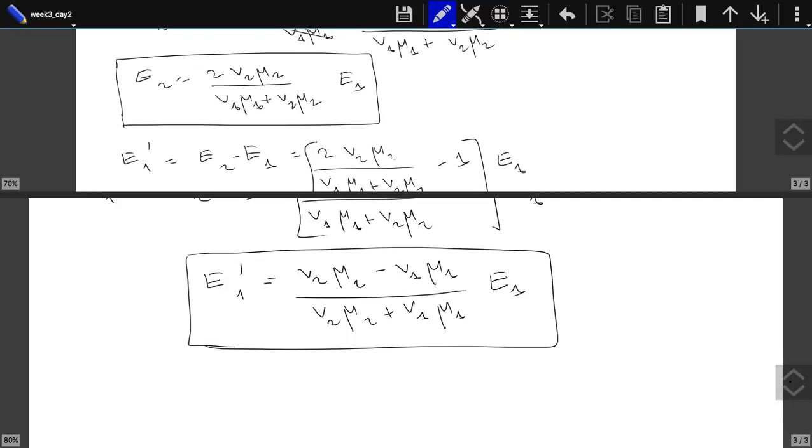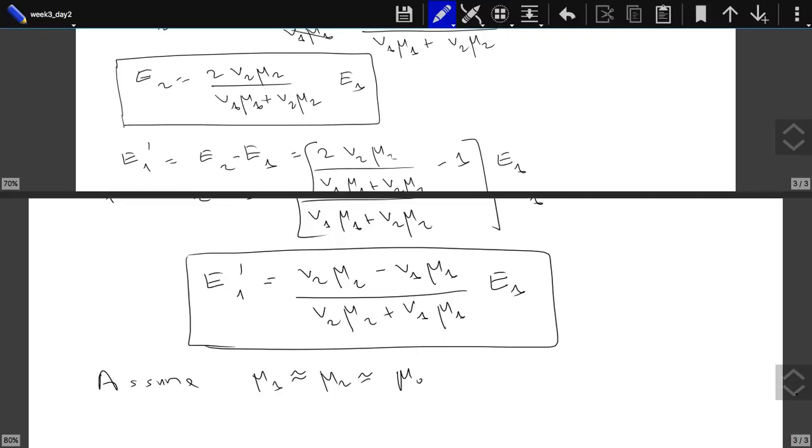Now, for most materials, mu is almost mu zero. As I said, the deviation of mu from mu zero is typically of the order of 10 to the power minus 4. So for most materials, we can make the assumption that mu1 is approximately equal to mu2, which is approximately equal to mu zero.